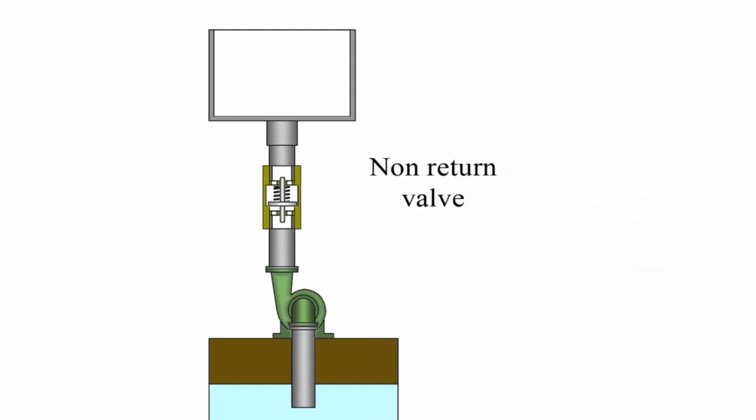Add a check valve to the system. The check valve allows fluid to flow from the pump to the tank. If you turn off the pump, the check valve prevents the fluid from flowing out of the tank.